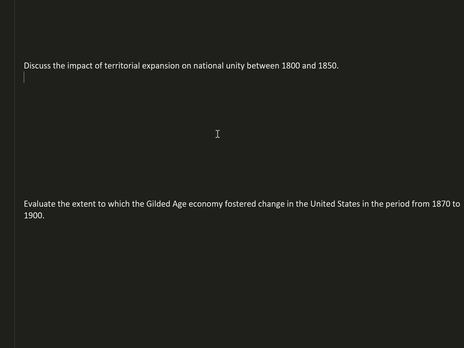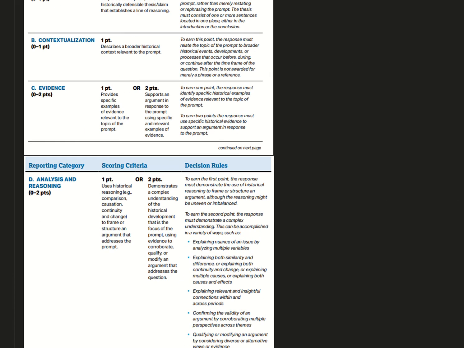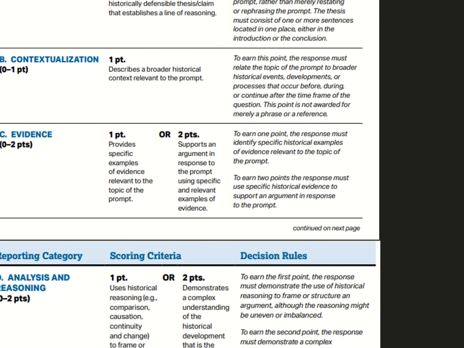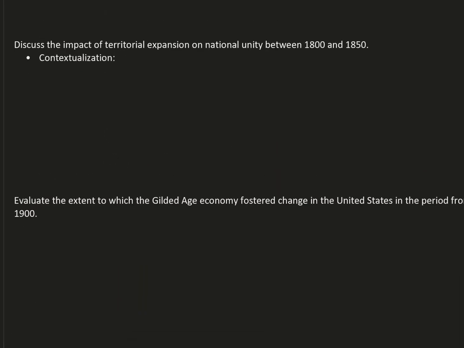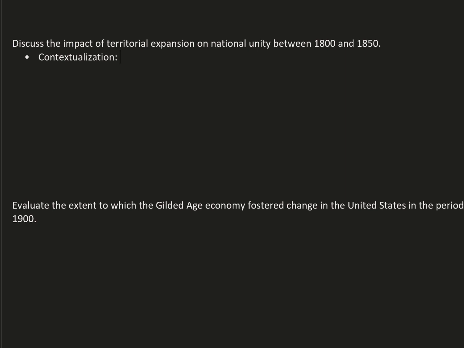start taking a look at the impact of territorial expansion on national unity between 1800 and 1850. All right. What I want to do here, let's talk about contextualization first. And remember, contextualization is a broader historical context that occurred before, during, or after. All right, great. Our after one is easy because we've got the Civil War.